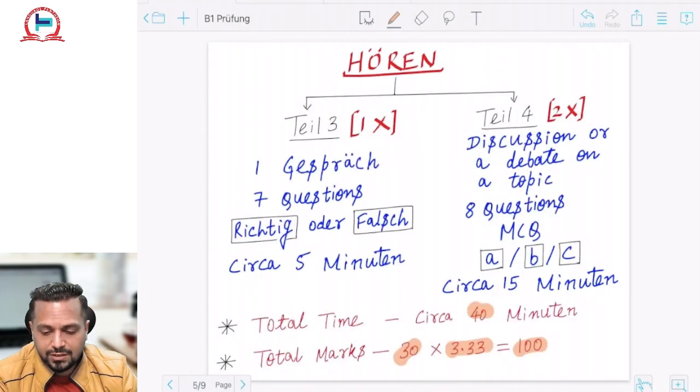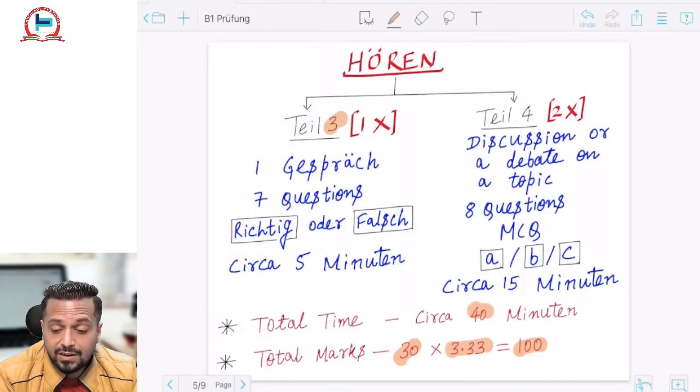Let's go on forward, Teil 3. Even Teil 3 is einmal. You have to be really careful. Einmal, it's not going to be repeated.